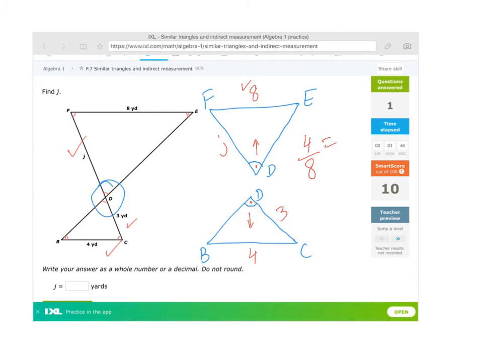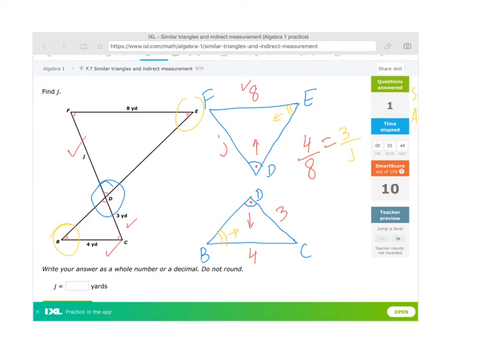Then let's mark another angle. Angle B is shown as these two things. Let's look for the equal angle in the other diagram. That's up here. So these two angles are equal. What is opposite this angle? 3. What is opposite this angle? J. Right?